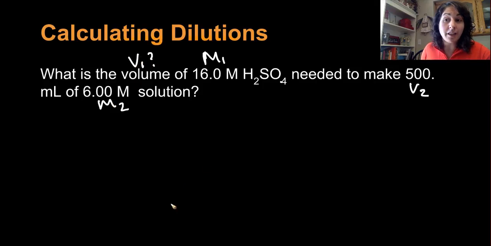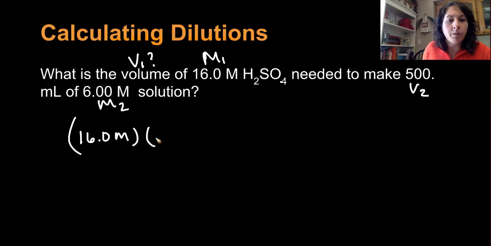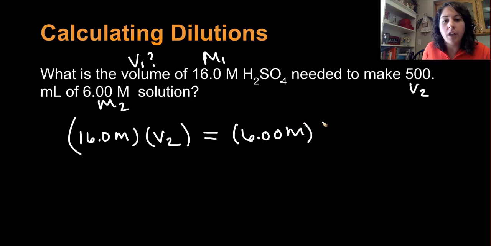And that's a lot of times what I need to know. How much of that concentrated solution do I have? So we're going to put this into our equation. So I have M1 is 16 molar, and I'm going to multiply that times V1, which I'm going to try to solve for in just a moment. On the other side I have 6 molar and 500 milliliters.